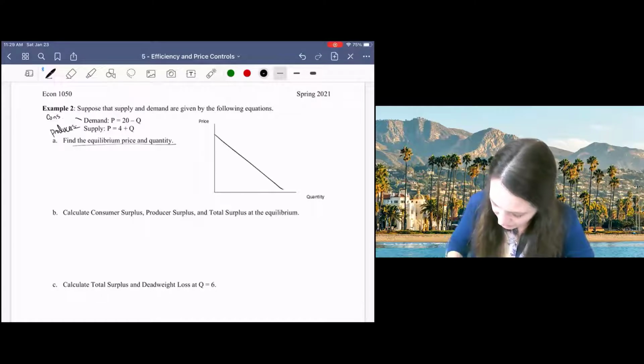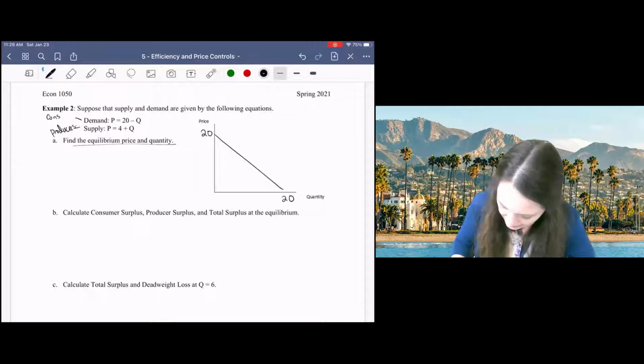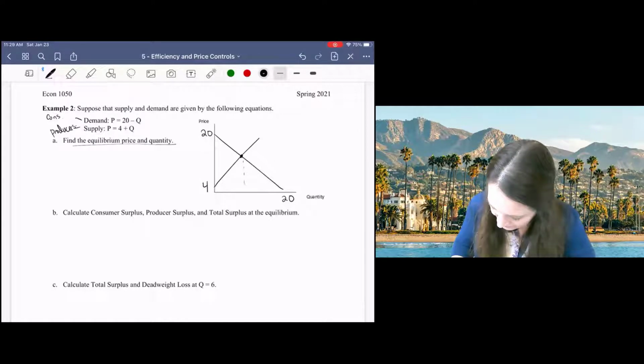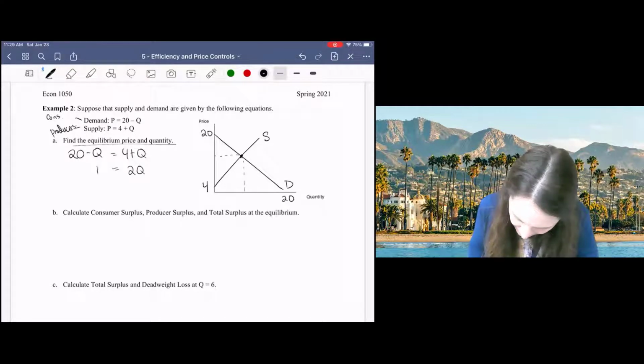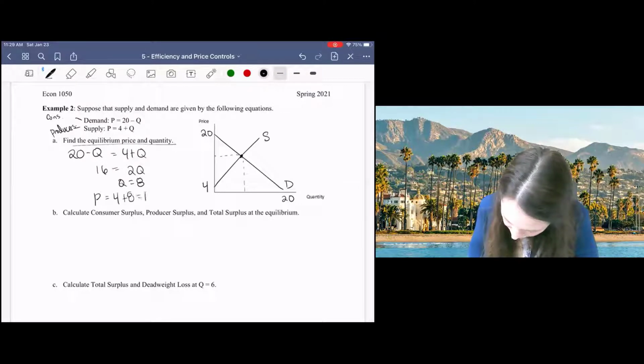So I'll just draw a demand curve here. That's 20 and 20, and then a supply curve 4. We'll set the two equations equal to each other in order to solve for the equilibrium point. And we get Q is equal to 8 and P is equal to 12.